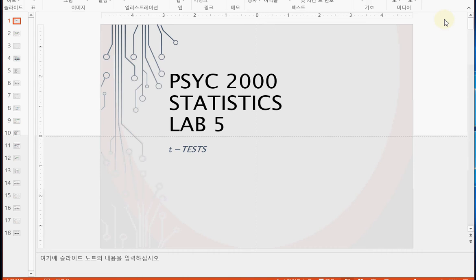Hello everyone. Today we're going to learn how to conduct all kinds of t-tests, such as one sample, paired sample, and independent sample, depending on the different research questions. So the slides are a little longer than before.